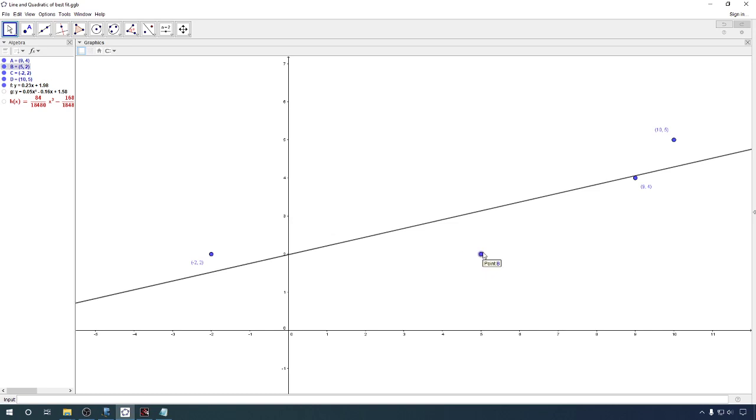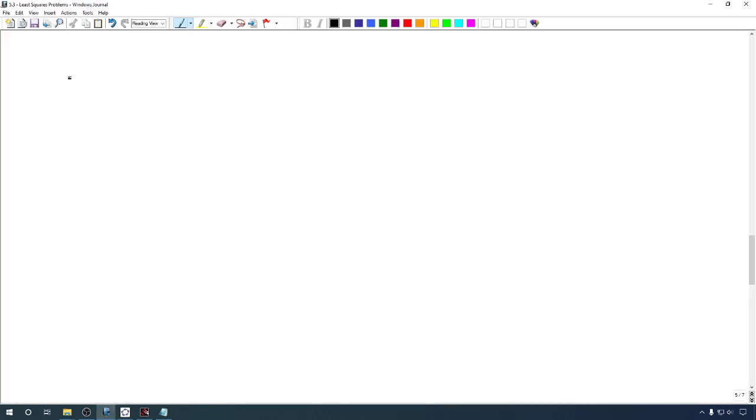Maybe this isn't really a linear situation. Maybe we're trying too hard to fit it into a line. Maybe instead it's a quadratic. We could try a quadratic. We'll start off kind of the same way. We'll start off with the general formula for a quadratic.